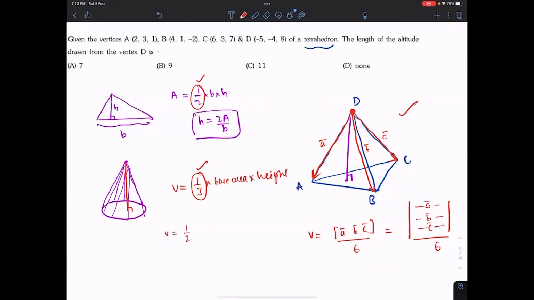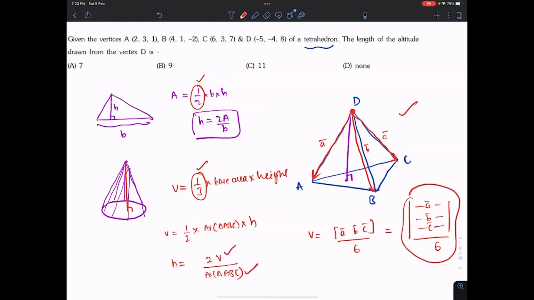Half into base area. Okay. So area of triangle ABC into height. So if you need height, the answer is 2 times volume by area of triangle ABC. Okay. You know how to find volume? Yes or not? This is the formula.